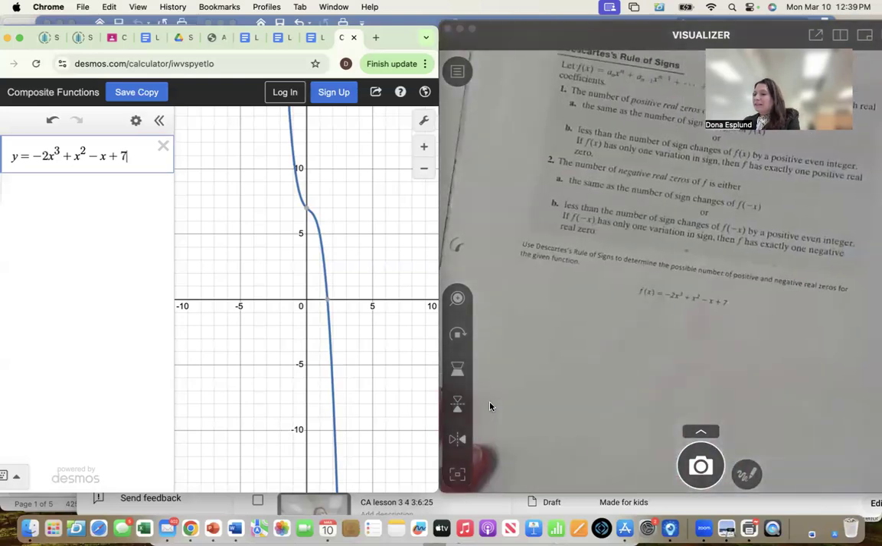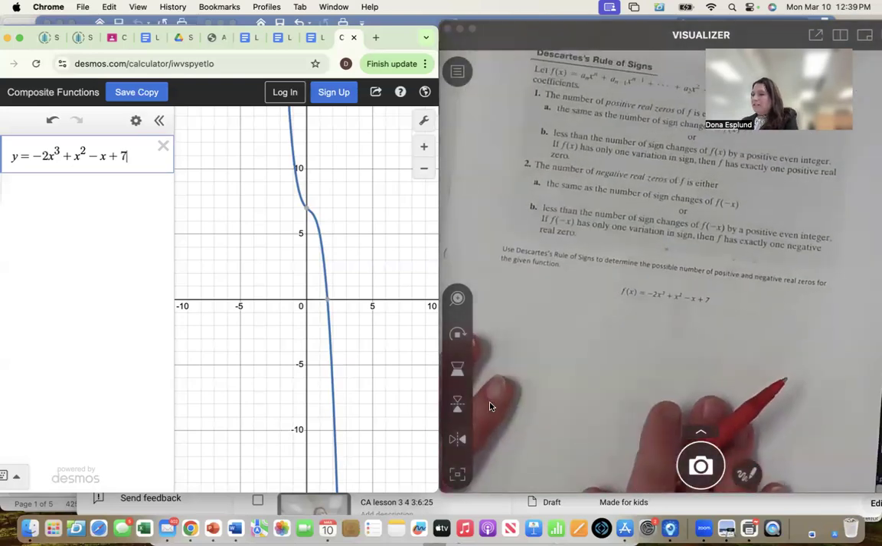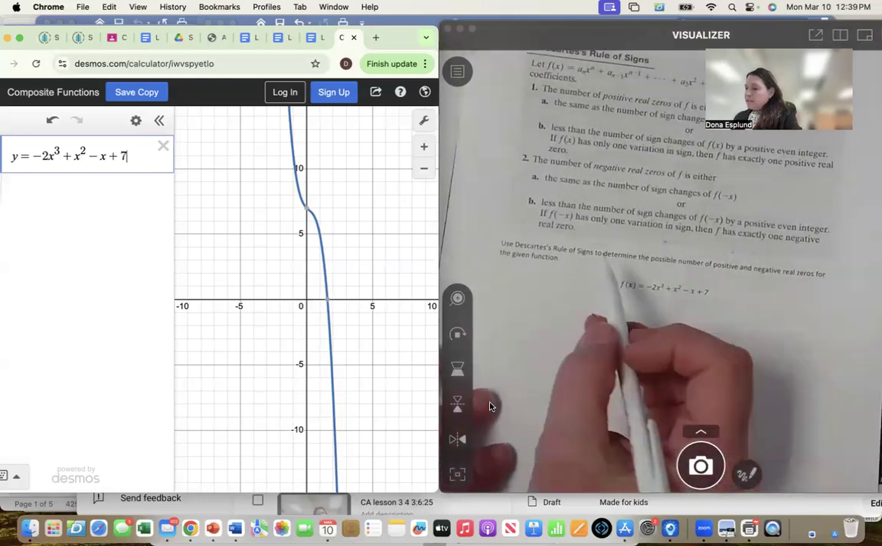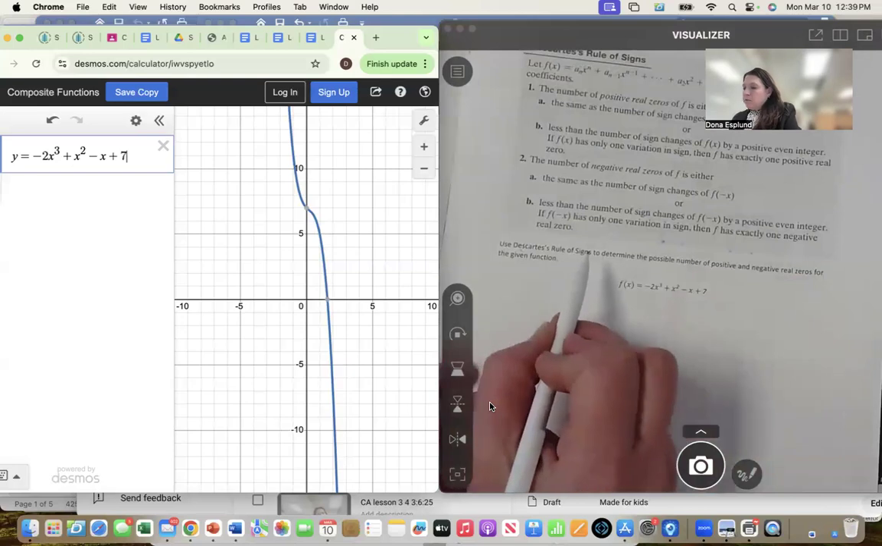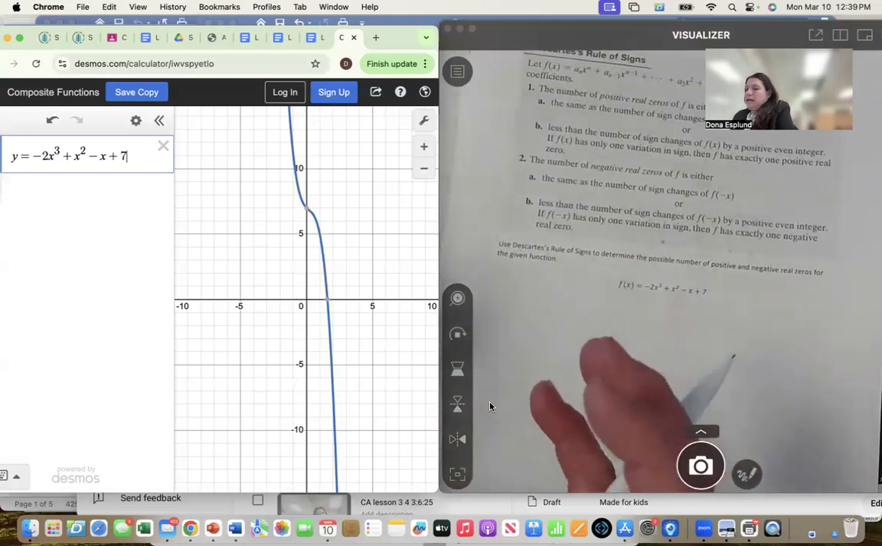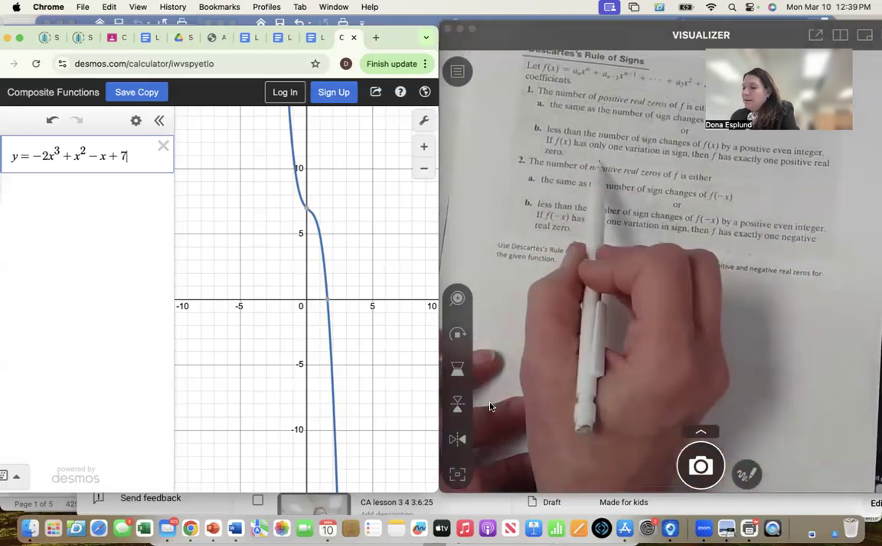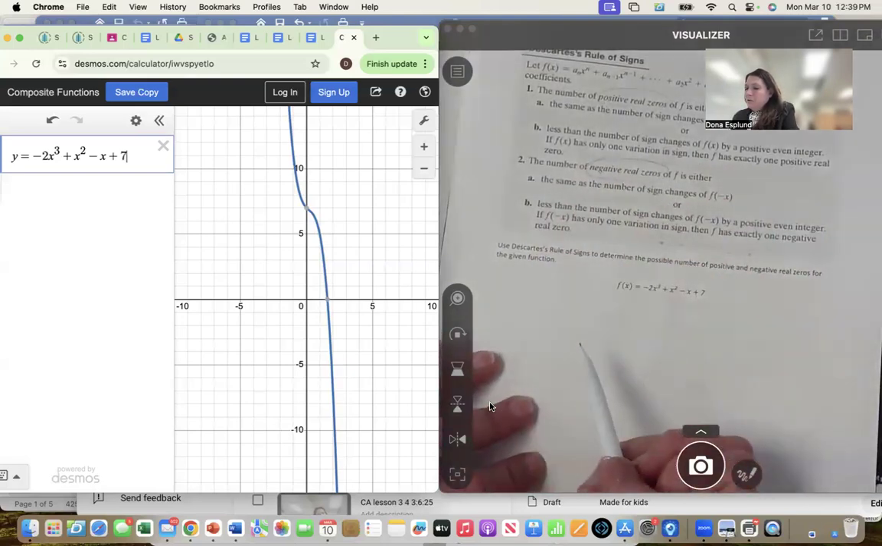Now, the last little bit of our lesson is going to be Descartes. And Descartes also was like, can you imagine just sitting there going, I've got to have a way to reduce these, because they didn't have Desmos like we do. So Descartes found another rule to help find out how many positive real zeros there would be and how many negative real zeros there would be.